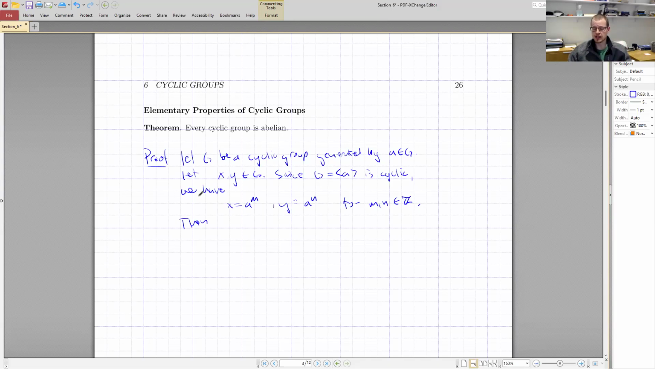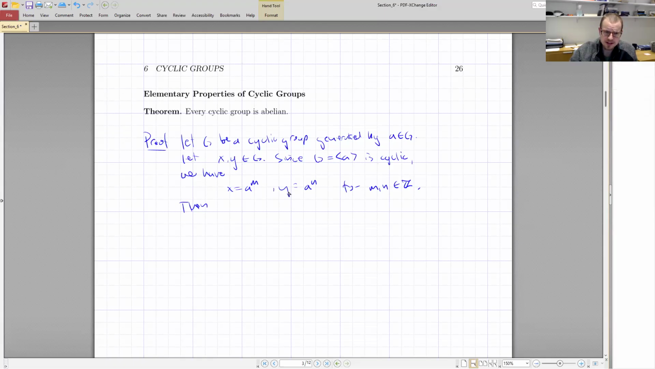Therefore, we can conclude that the group is abelian. So again, the operation would be considered commutative, whereas the group is considered abelian. Maybe that's a correct distinction. Anyway, so I've assigned x and y. We have x is this and y is that because it's cyclic. Then x times y. Excellent.